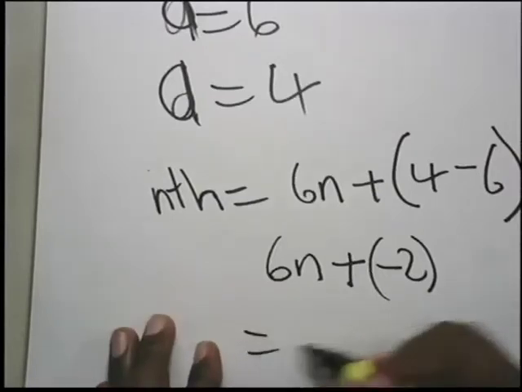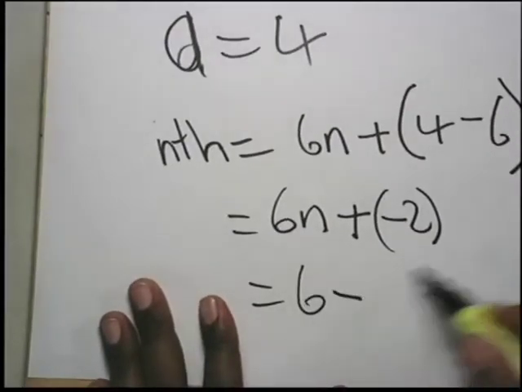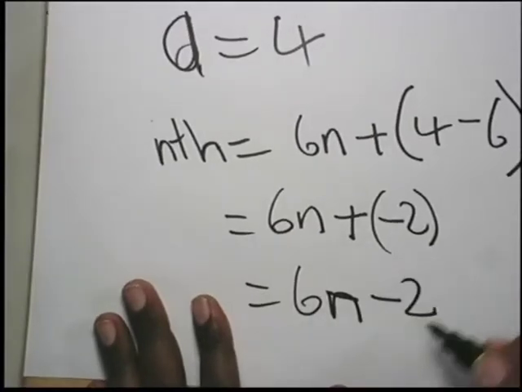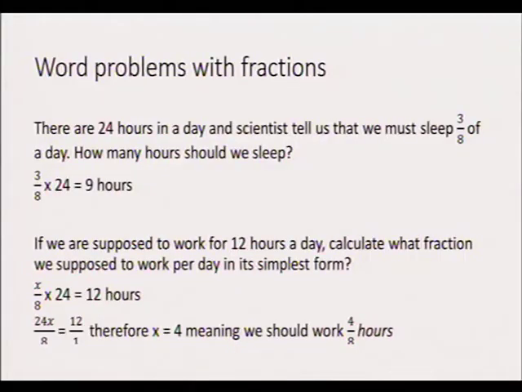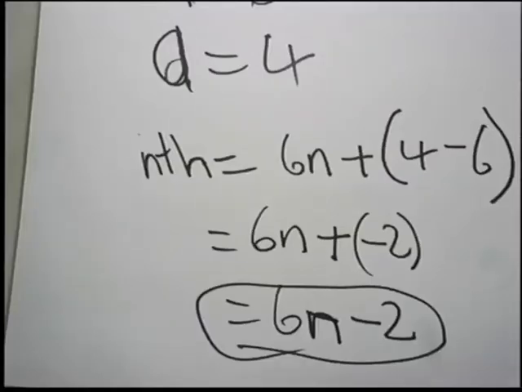So your nth term will be 6n minus 2. And that is the nth term that they are looking for. Very simple and very easy. Let's look at how we get it. So that is it, which means that the formula and everything that I was just writing is there: 6n minus 2. And that is how we get the nth term that we are looking for.